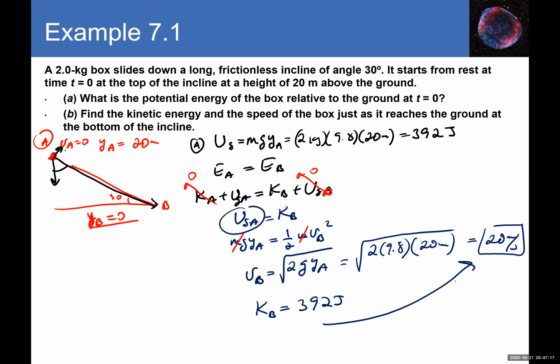All I had to do is understand that the only thing acting on it is gravity, which is a conservative force. Then kinetic energy at the bottom equals potential energy at the top, assuming it started from rest. So it's a very straightforward, easy way of finding the speed at the bottom.